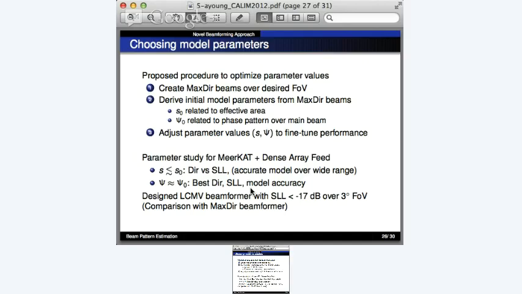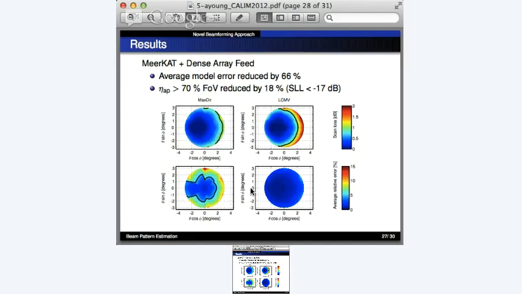So we went ahead and designed such a beamformer to give us side lobe level less than minus 17 dB over 3 degrees for a field of view extending 3 degrees off axis. And then we compared it to a maximum directivity beamformer. So this just shows the result.